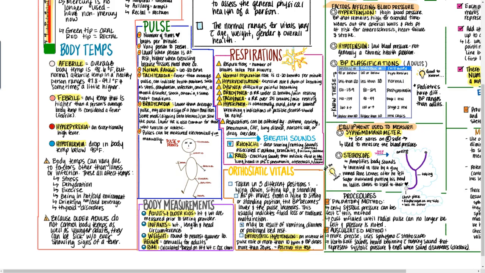Some terms that you need to know regarding respirations. There is hyperventilation, which is an excessive rate and depth of breathing. There's dyspnea, which is difficult or painful breathing. Bradypnea is a respiration rate under 12 breaths per minute at a resting rate, so not if they've been exercising or are in distress. It's just at a resting rate.